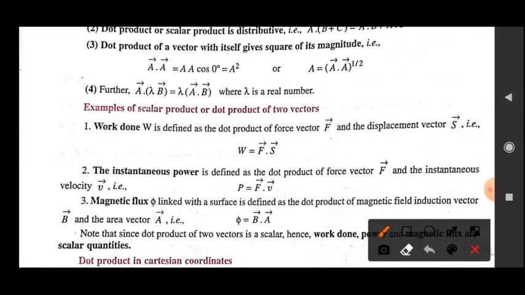Next one here, if you take the dot product of a with lambda b, then this will be equal to lambda times a dot b, where lambda is a real number.